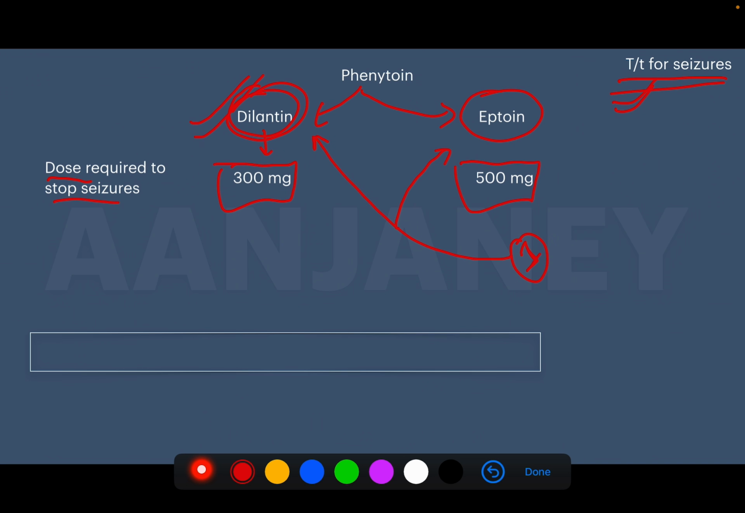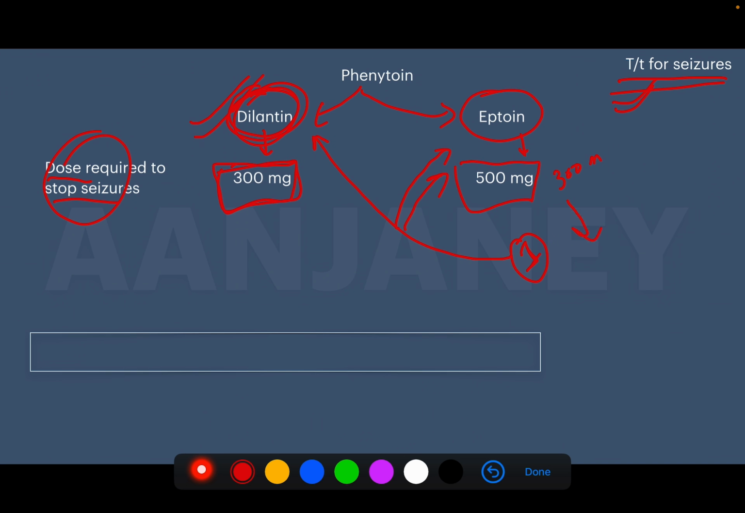He was taking 300 milligram first. He changed to Epitoin, but he did not change the dose. He did not take 500 milligram. He took 300 milligram Epitoin only. Why? Because he was taking 300 milligram of the earlier drug. He changed the drug, but he did not change the dose. He didn't know that both the drugs were not biologically the same. They were not biologically equivalent.